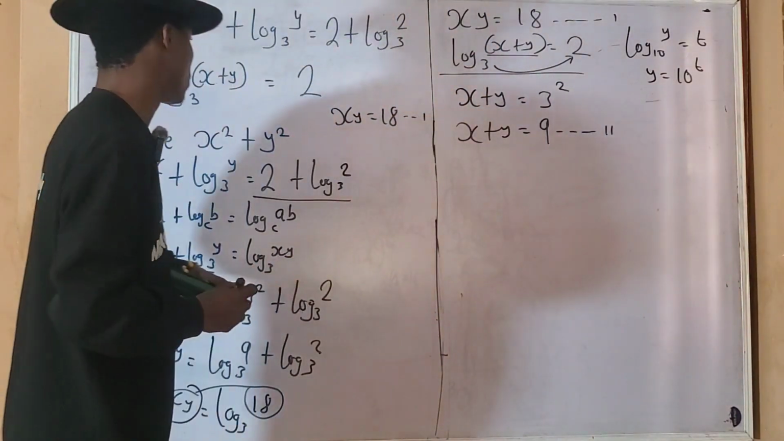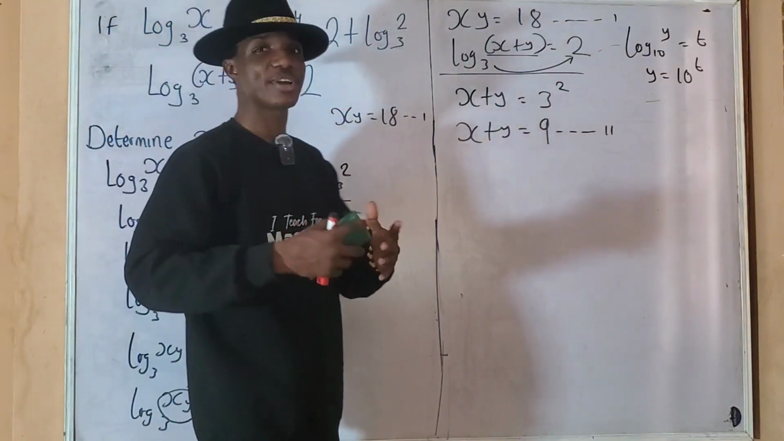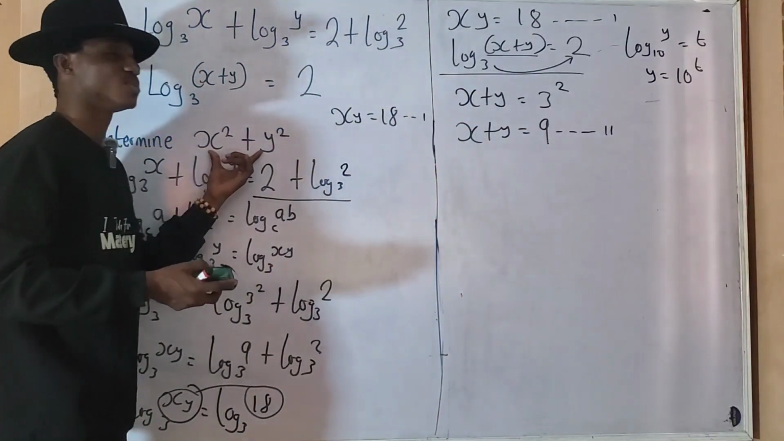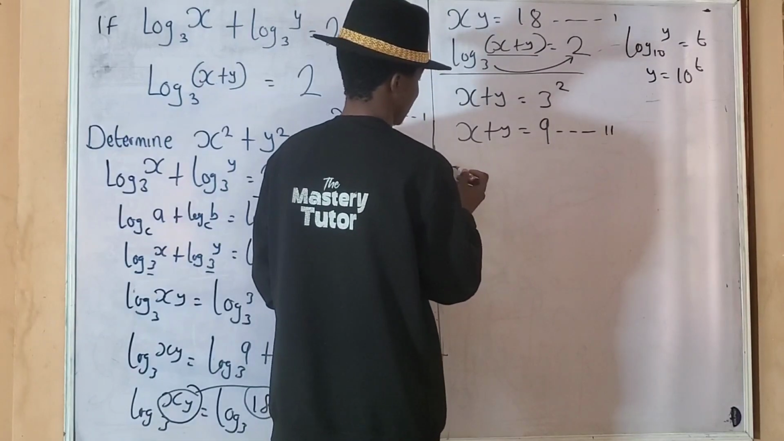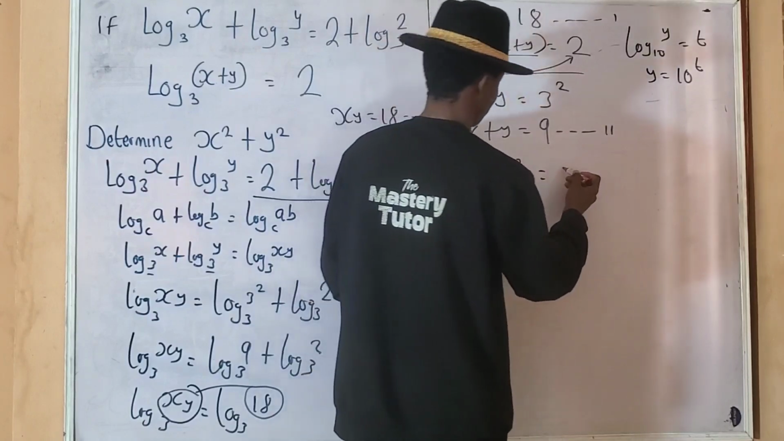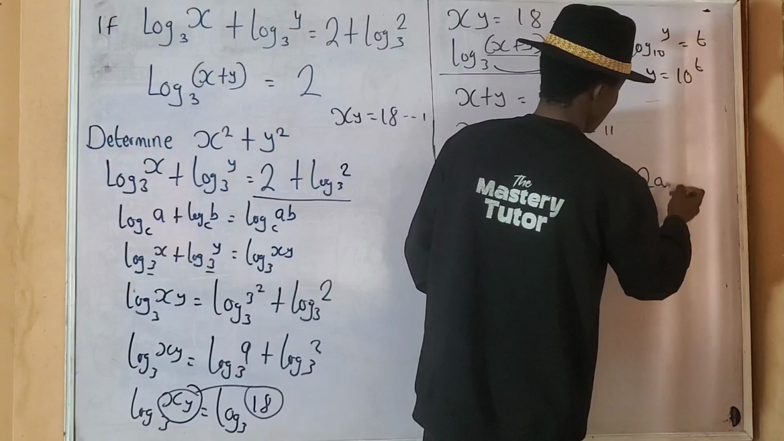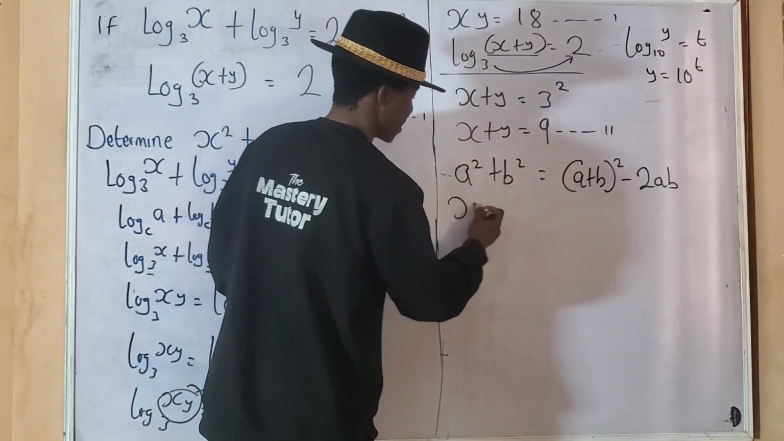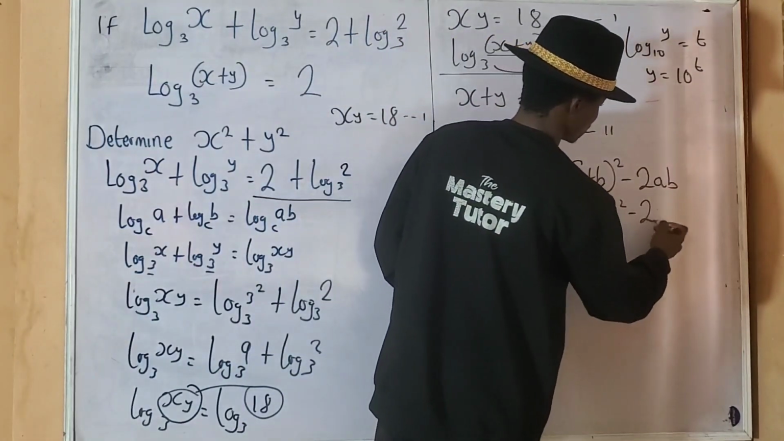Okay, do not forget the goal. The goal is to determine the value of x squared plus y squared. So I don't want to go into the luxury of solving for the values of x and y and then later substituting them to obtain my value. So recall that a squared plus b squared can be written as (a plus b) squared minus 2ab. Do you understand? Okay, if I have x squared plus y squared, this can be written as (x plus y) squared minus 2xy.